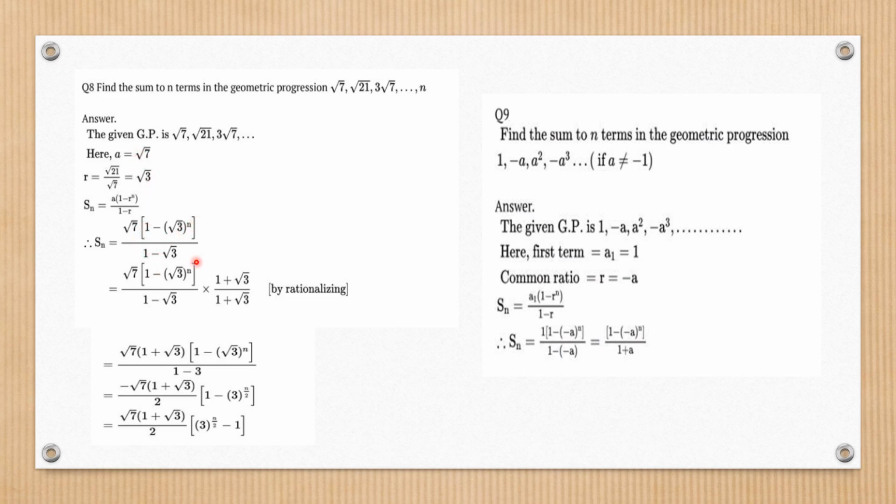Now as you know, there is nothing more which I can do with this, but it's better you don't leave the denominator unrationalized. So that is the only thing. So I will rationalize the denominator, and you know how to rationalize it, multiplying and dividing both by 1 plus root 3. So it becomes root 7 times this (1 plus root 3) into this complete term, divided by this becomes a square minus b square, which will be 1 minus 3, that is 2.